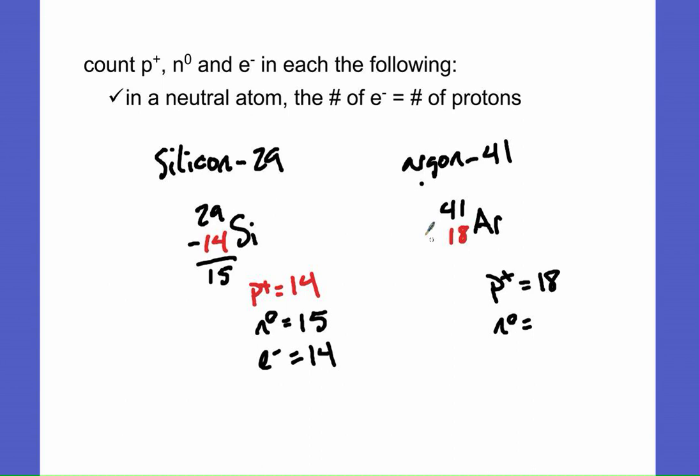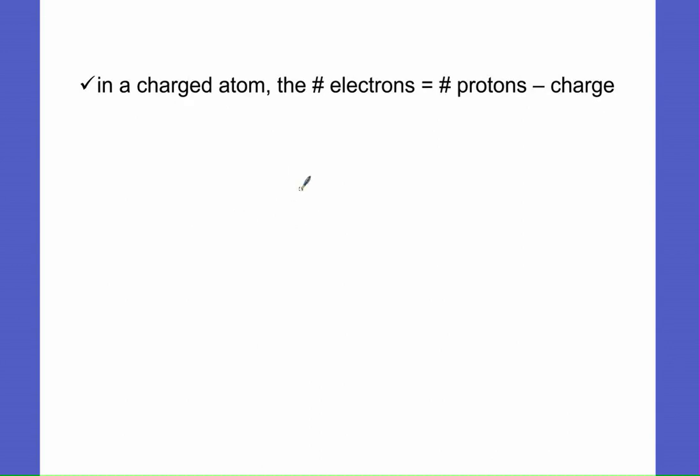Neutrons, I'd subtract 18 from 41. Again, you might be able to do that in your head. This is actually going to be 23 neutrons. And electrons, since it's neutral still, definitely has to be the same as protons. Positive and negative cancel out. Definitely going to have the same number of protons and electrons in this case. So those are neutral atoms. We also have charged atoms.